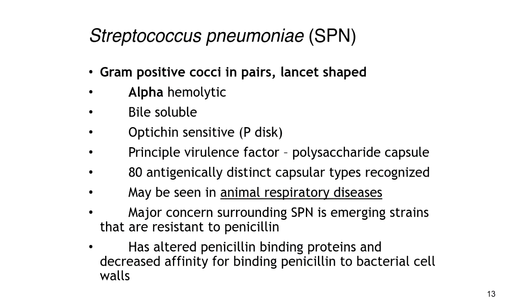So it would also be alpha hemolytic. If you were doing a solubility test, it is bile soluble. There is an optochin sensitive or P-disc test, and it would be positive for that. The virulence factors include a polysaccharide capsule around it, and there are about 80 antigenically distinct capsule types recognized, or more by the time this is actually presented to you.